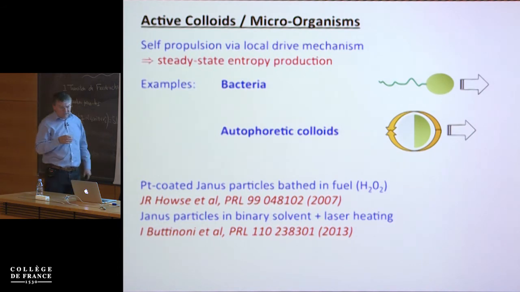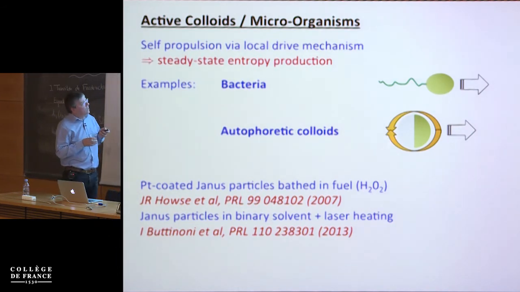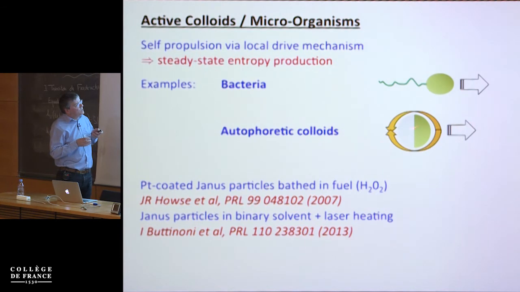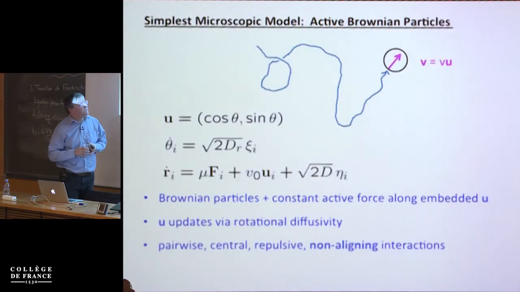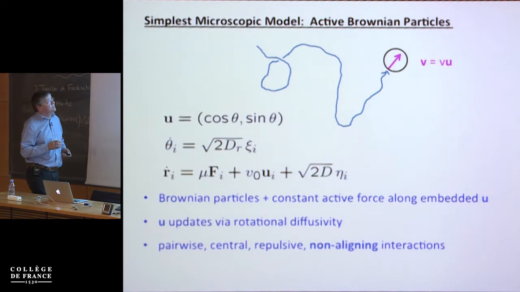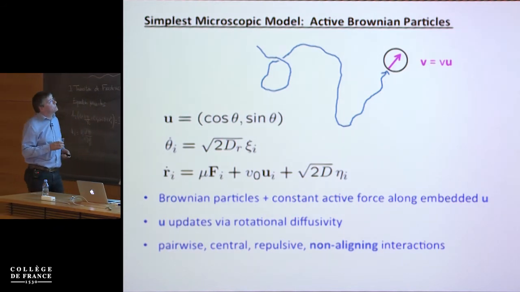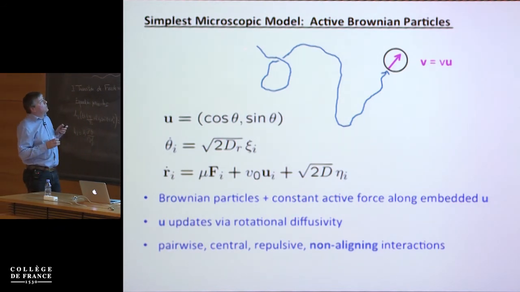Both of these make the particles move in a systematic way along an arrow which is embedded in the body, and which then is subject to Brownian rotation. So the simplest microscopic model of that is this active Brownian particle model, which again may have come up before. What that creates is a persistent random walk here.